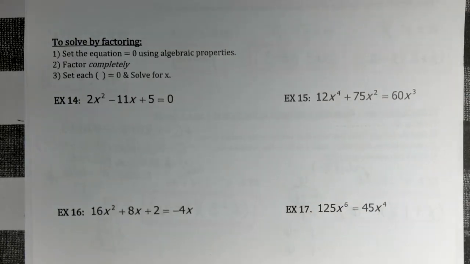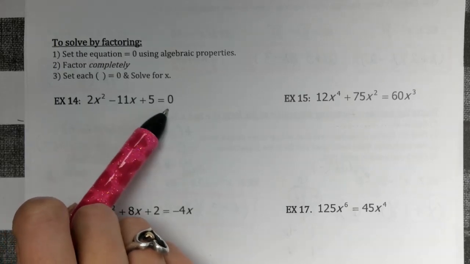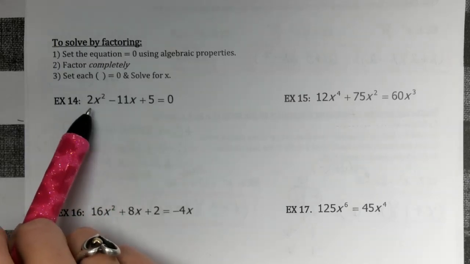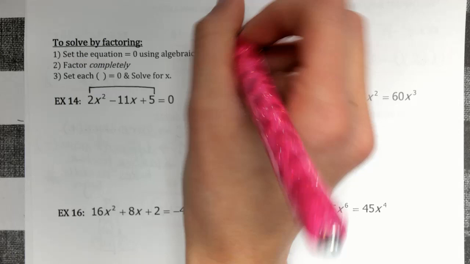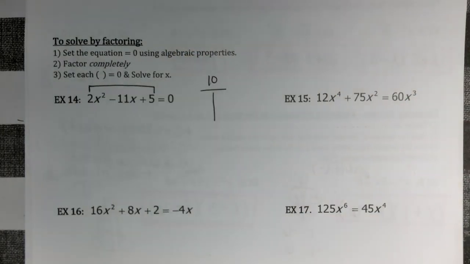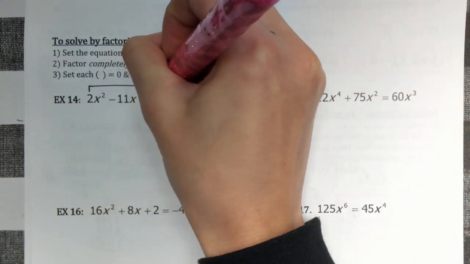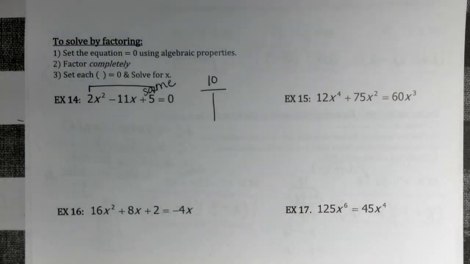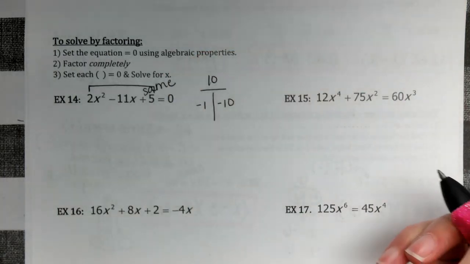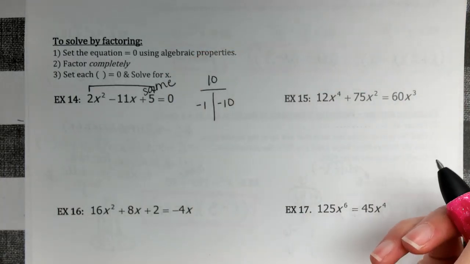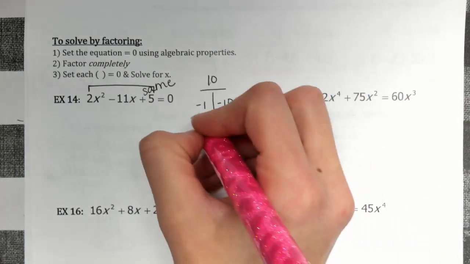Okay? So if I have 2x squared minus 11x plus 5 equals 0, do I have a GCF? No. So I'm going to start by multiplying first times last, which is 10. Factors of 10 that will give me 11. Are they going to add or subtract? This is telling me they're the same sign, so they're going to add. They're just both negative. Okay, so negative 1 and negative 10 will give me my negative 11. What do I do with that? Divide by 2.